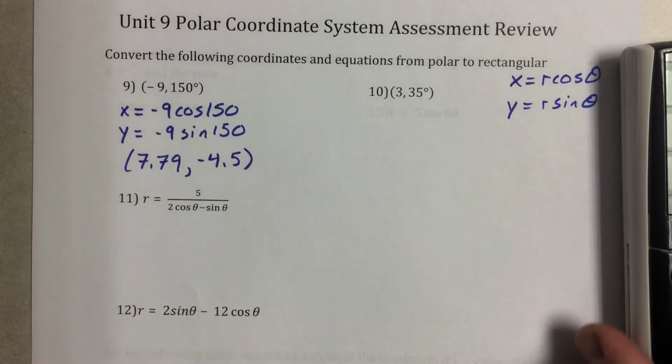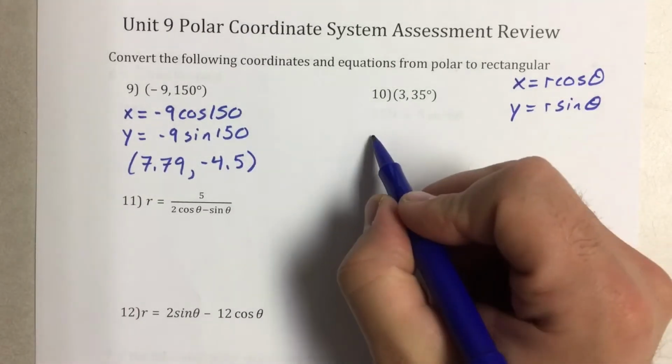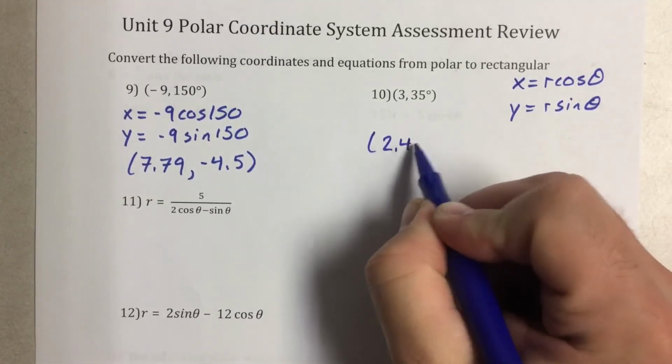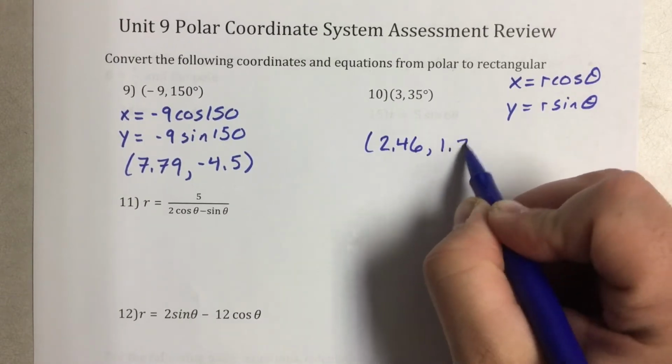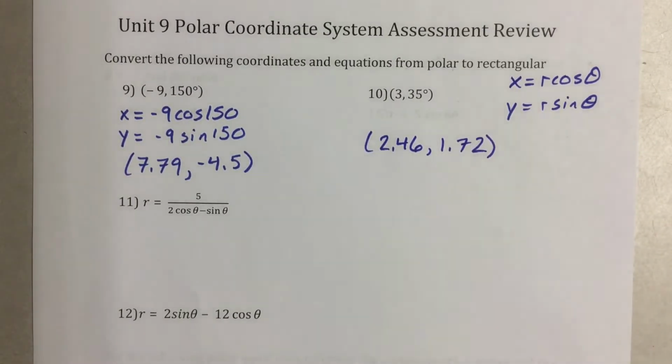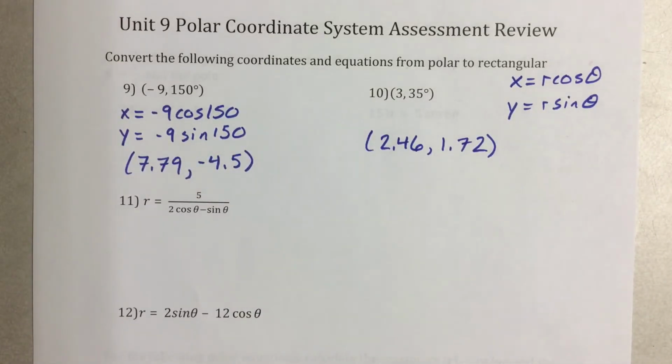So number 10 is the same exact thing. x equals r cosine, y equals r sine. So when you do that, you should get a coordinate of 2.46, 1.72, just so you can check your work there. Again, 3 times cosine of 35, 3 times sine of 35. Sorry, not 34, 35. All right, moving on.